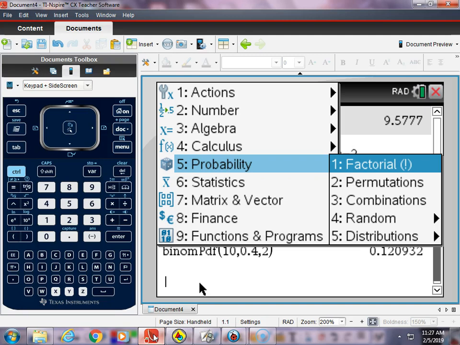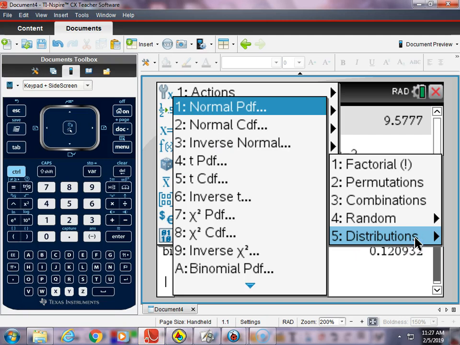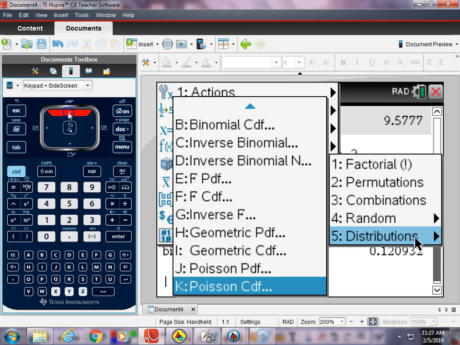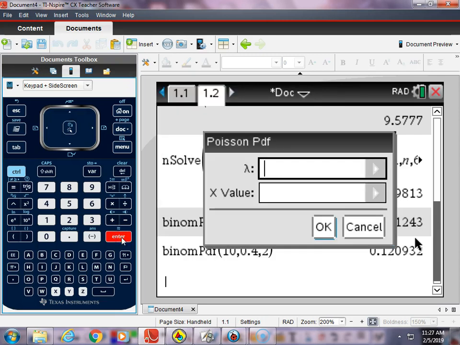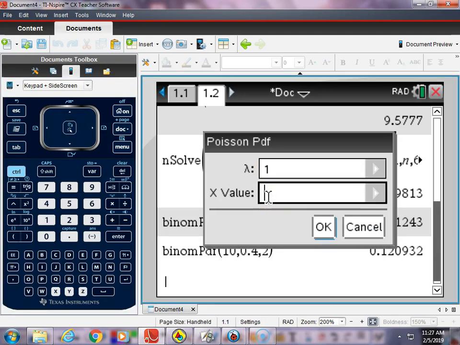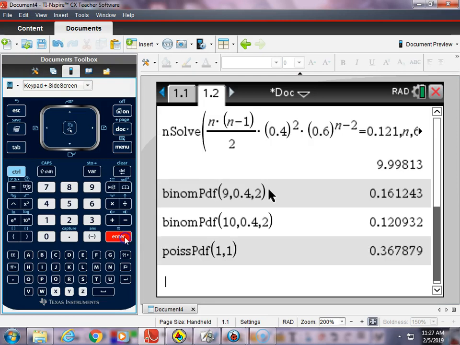Alright, menu, probability, distribution, same as yesterday. Poisson is towards the bottom, so you can scroll down or you can arrow up. I'm going to do a Poisson PDF, and this works the same way as binomial. The CDF is just the same. There's only one parameter, which is the average. Let's just say we want to do the one that was 1.